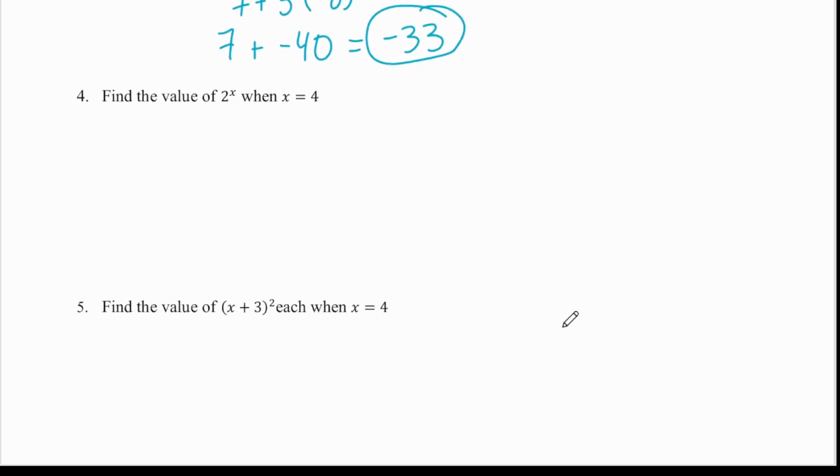For this next one, if you notice, we're actually replacing the exponent instead of replacing the base. So if I rewrite this expression with the x plugged in, that means 2 to the 4th power, which keep in mind very literally means 2 times 2 times 2 times 2. 2 times 2 is 4, times another 2 is 8, times another 2 is going to give us 16.